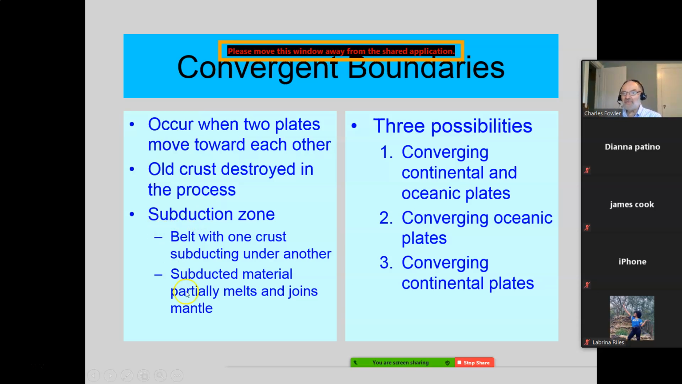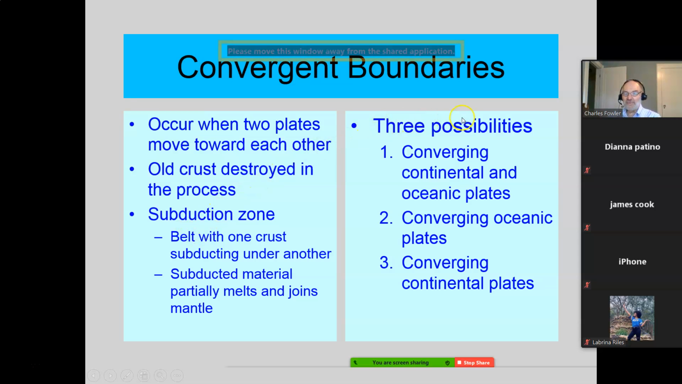Now we'll see other things happen. The subducted material partially melts and then goes back into being mantle, no longer part of the crust. So that's why old crust is destroyed in this process when you have a subduction zone.